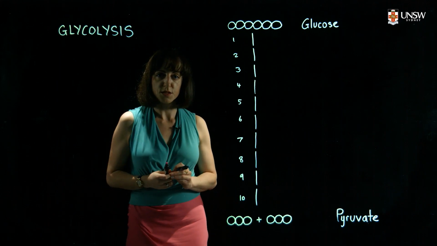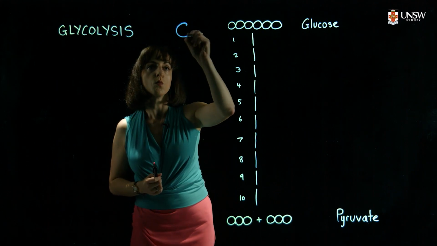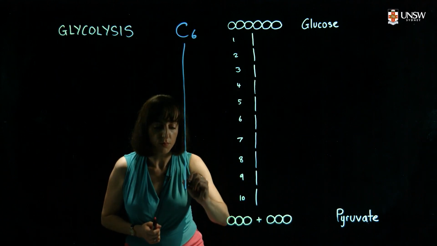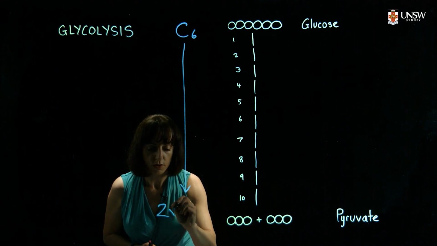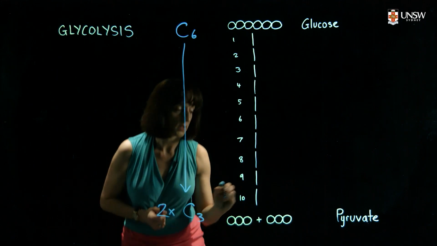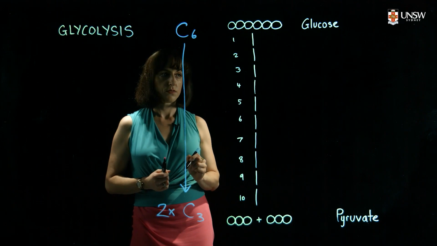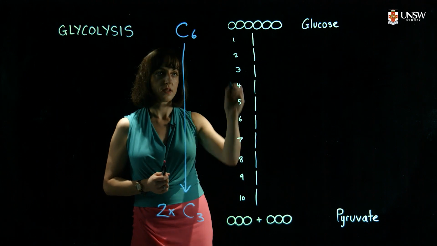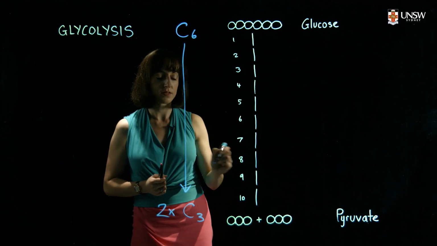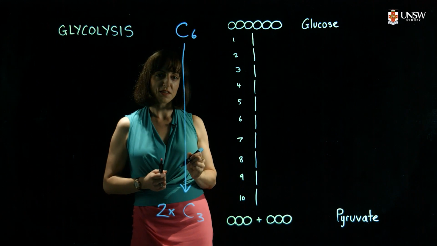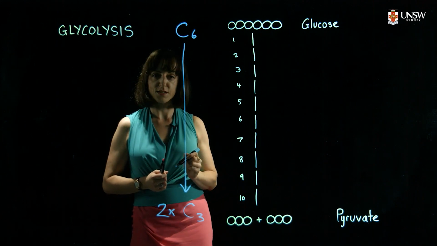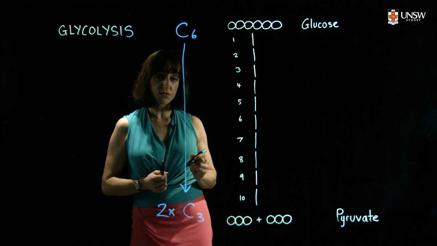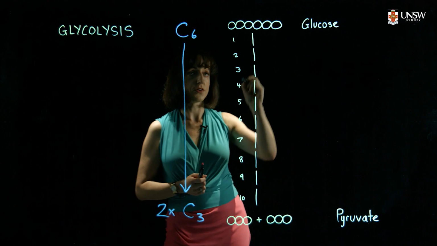So glycolysis is the process whereby one 6-carbon glucose molecule is completely broken down into two 3-carbon pyruvate molecules. This process is carried out by 10 different enzyme catalyzed steps that I've numbered here on the board from 1 to 10. The interesting thing about these 10 steps that's relevant to the process of gluconeogenesis is that 7 of these steps are completely reversible.